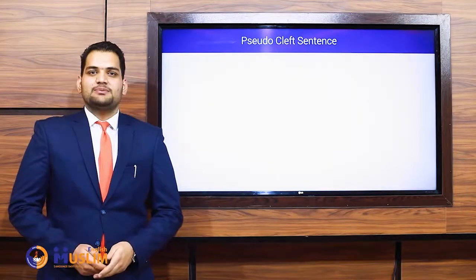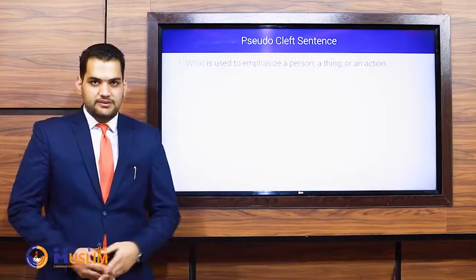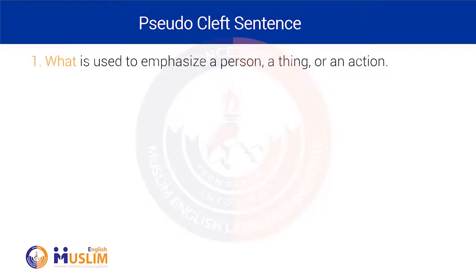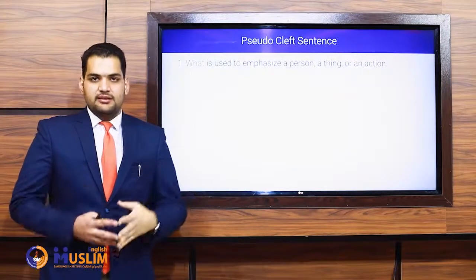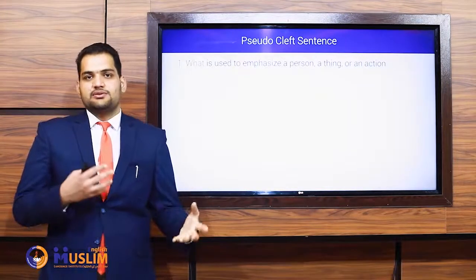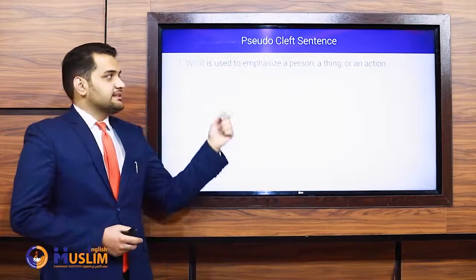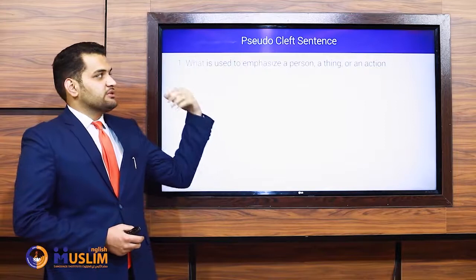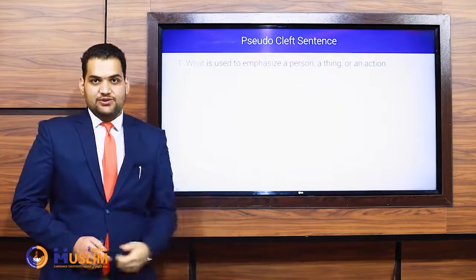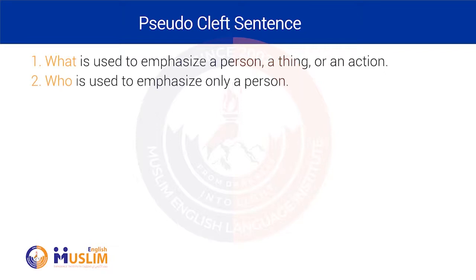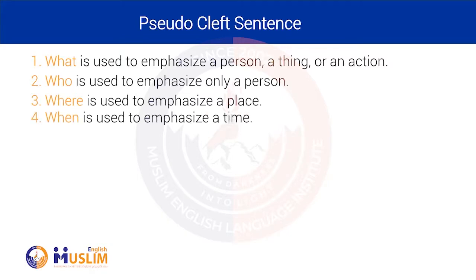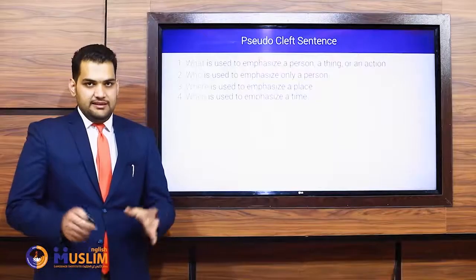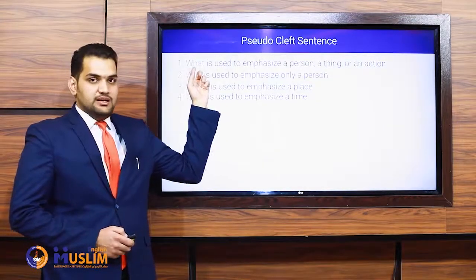Now let's talk about where we use the following WH words. What is used to emphasize a person, a thing, or an action. Now it is a little bit surprising because we have studied that what is usually used for things, right? But in pseudo cleft sentences, we can also use it for a person, a thing, or an action. Who is used to emphasize only a person. Where is used to emphasize a place. When is used to emphasize a time. And as I told you earlier, the most common one of them is what.